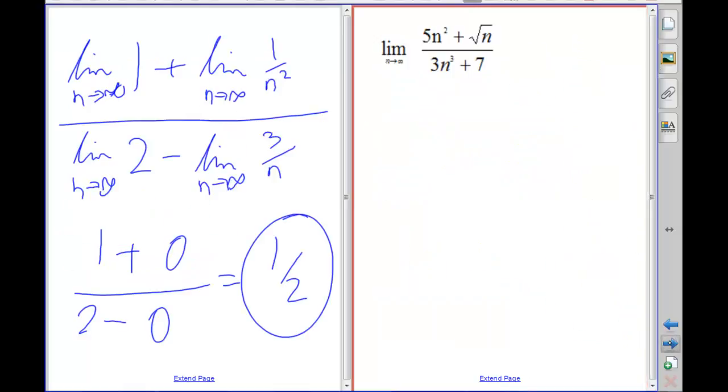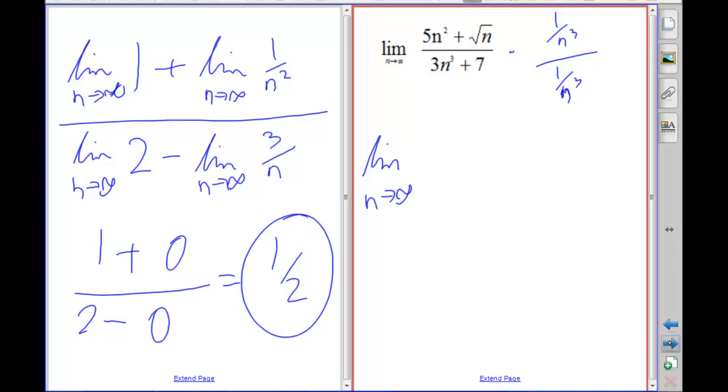Okay. Let's take a look at this one. Again, we want to use a little trick. Multiply by what? 1 over n cubed, to get as many constant terms as we can. Can you put the square root of n to the bottom? No, not to the bottom. Maybe if it was a negative power, I could.